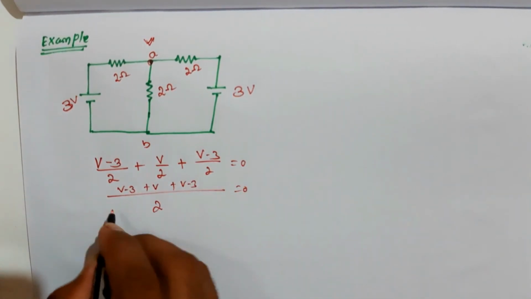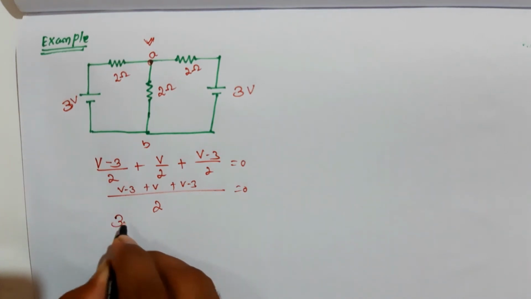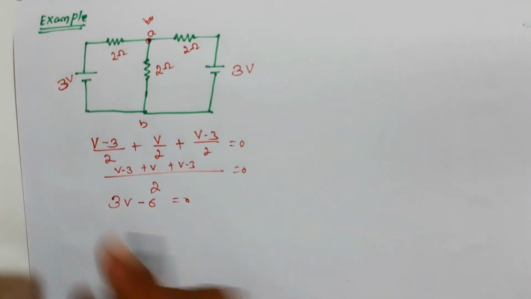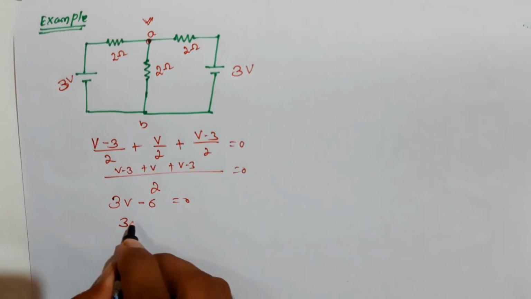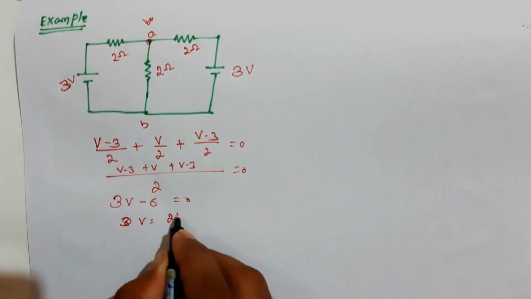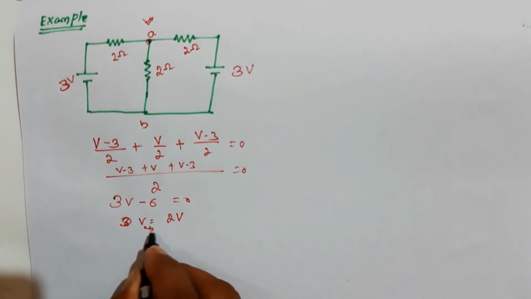Take 2 outside, so that this is 3V minus 6 is equal to 0. Okay, then this 3V, then V equal to 2 volt. Okay, then the voltage across VAB is equal to 2 volt.